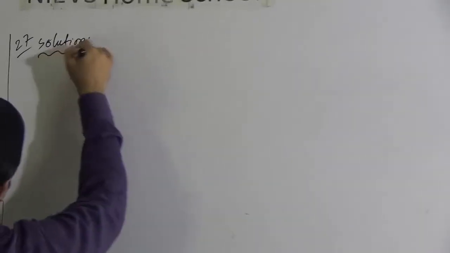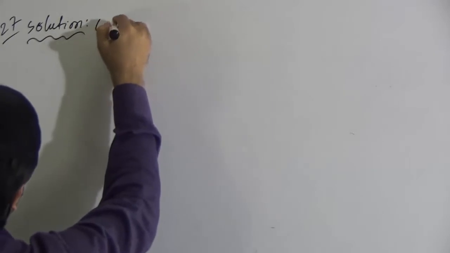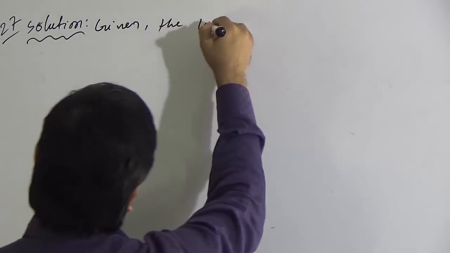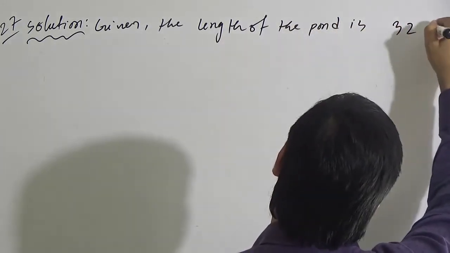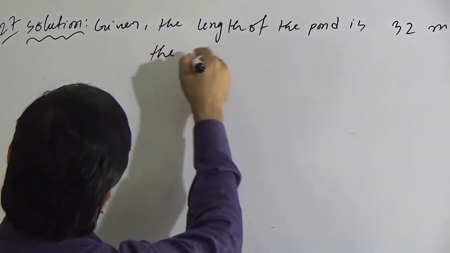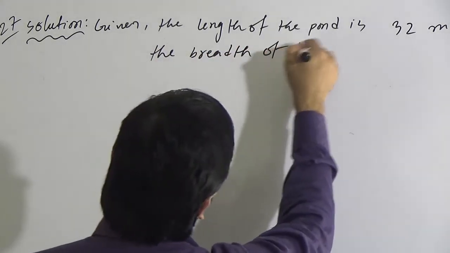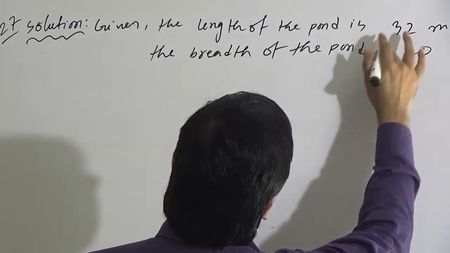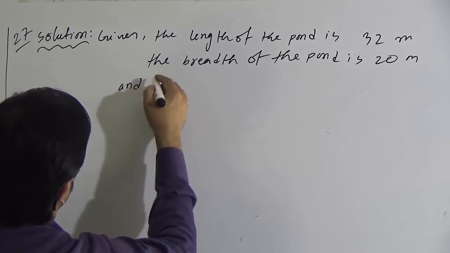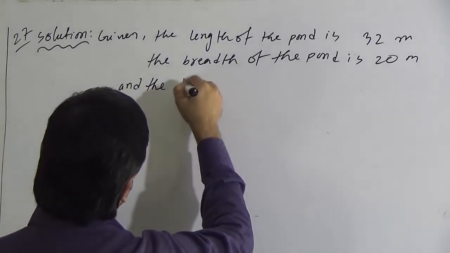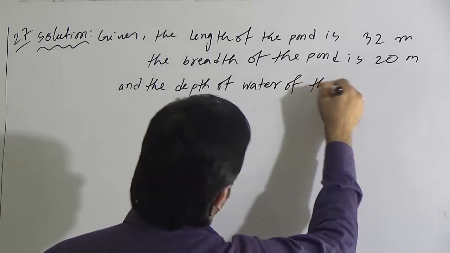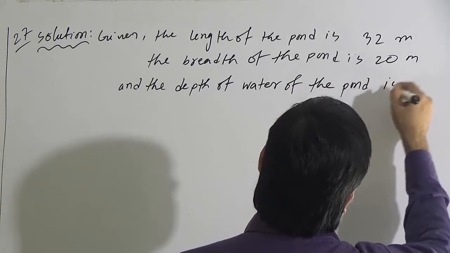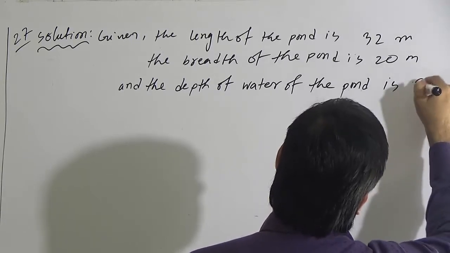At first we have to determine the volume of the pond. It means the volume of the water contained in the pond. So we can write here given: the length of the pond is 32 meters, the breadth of the pond is 20 meters, and the depth of water of the pond is 3 meters.